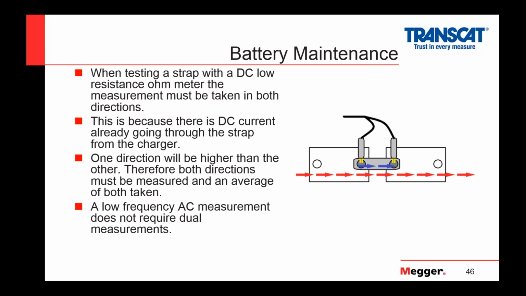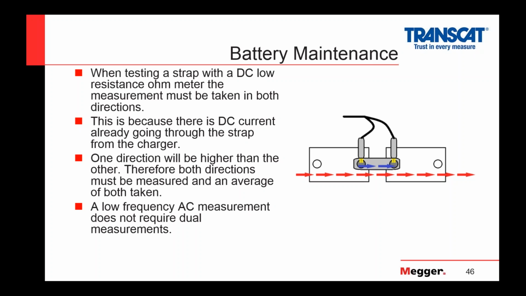But now there's a problem. If you're going to do it with a DLRO, you have to keep in mind that you have float current going through it. A low resistance ohm meter does the test using DC when you're measuring a strap, so it's only pushing current in one direction. So if I have float current already going through the battery, I'm going to get a different reading in one direction versus the other. So how would I take the reading? What I would need to do is take the reading in both directions and take the average of it. Some low resistance ohm meters do have that function on there. Okay.